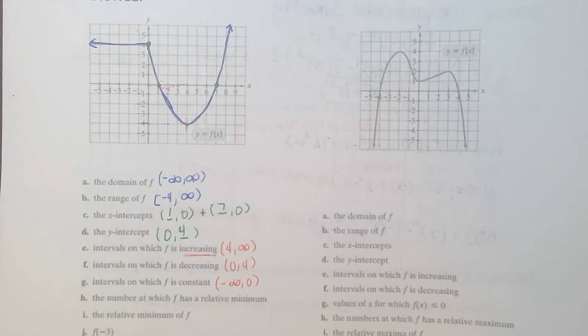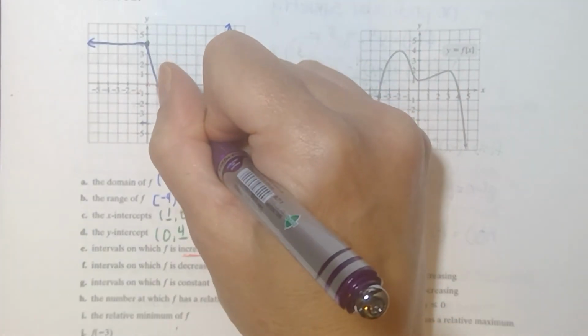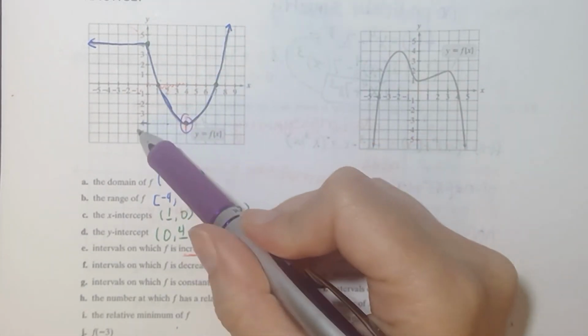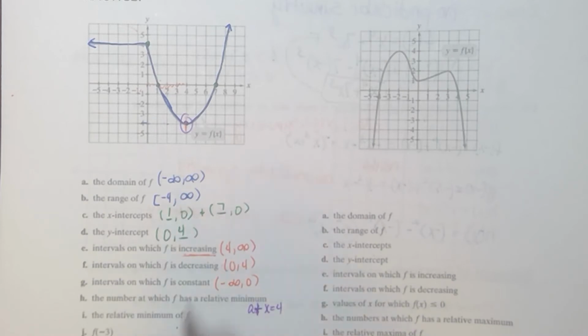It asks me the question, what is the number at which my function has a relative minimum? And then it says, what is the relative minimum? So the location is the x-coordinate, the value is the y-coordinate. Well, this is my relative minimum. This is that low turning point. You can see I've got this valley here. The relative minimum occurs at x equals 4, and the value of that relative minimum is down here at -4. That's the y value of that relative minimum.